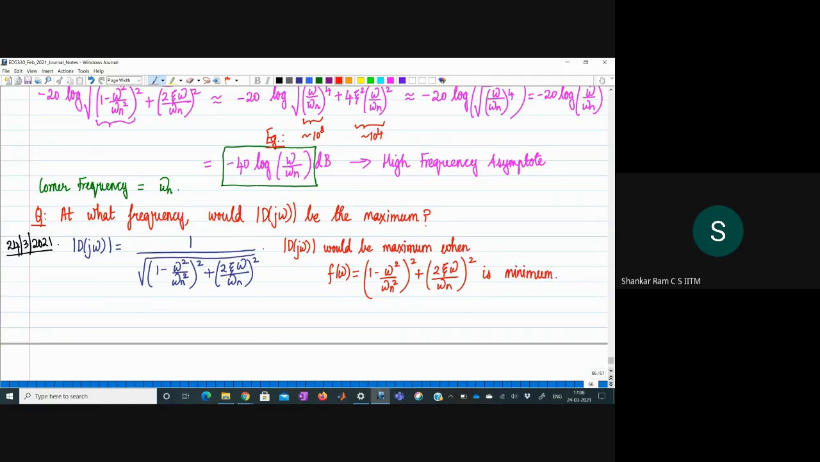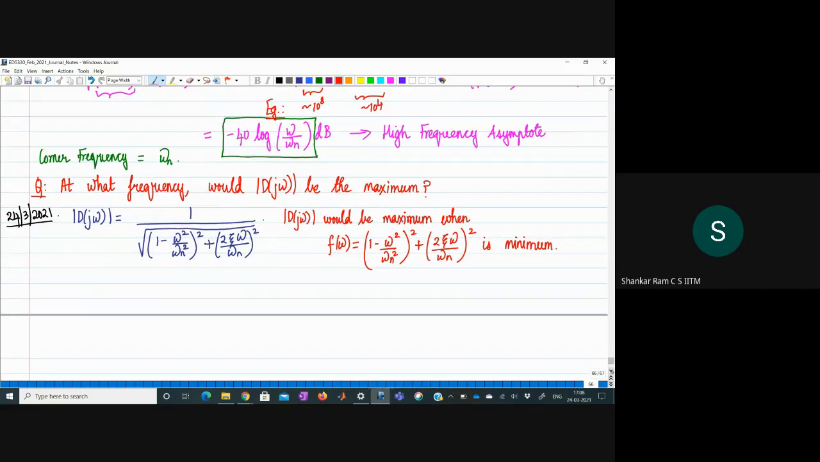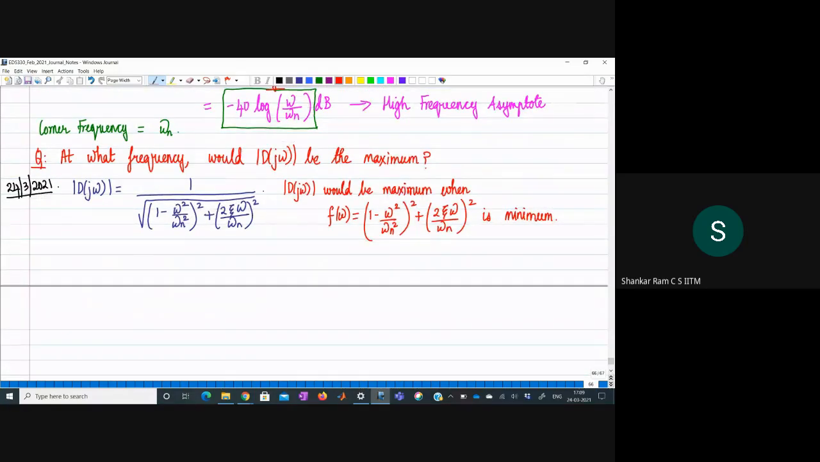Okay, so this is the crux. So what do we mean by this? That is, if we have this function, which is appearing in the square root term of the denominator, to be a minimum, the reciprocal of the square root is obviously going to be a maximum, right? So it's a very simple argument. I'm sure all of us can follow that. So consequently, we want to minimize f of omega, so we just differentiate it with respect to omega.